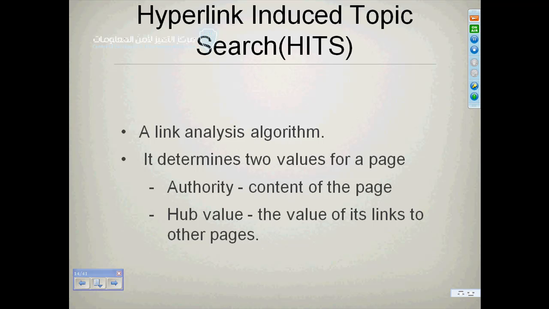Essentially, if a page is an authority, that means people go to that page for information on that topic. And if a page is a hub, it means that this page points to many authorities on that topic. So a hub is someone who points to good authority pages, and an authority is someone who receives pointers from many high-valued hubs.